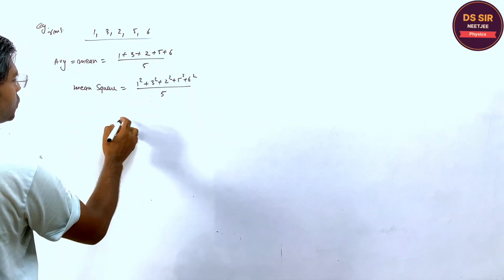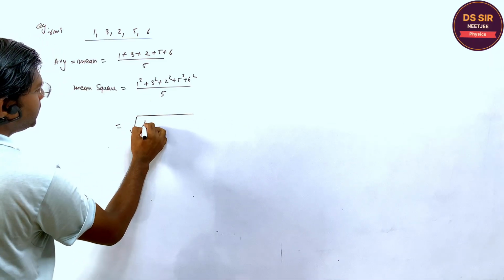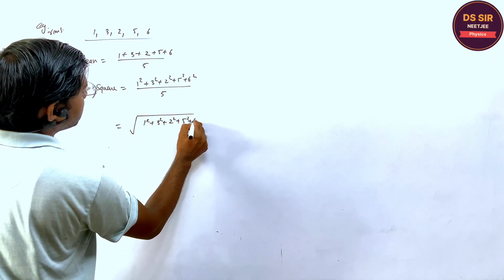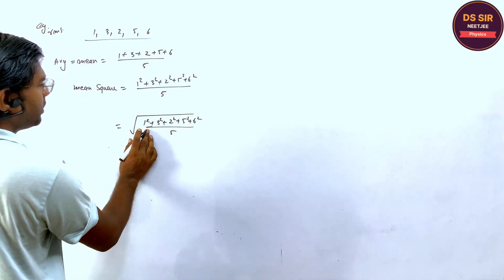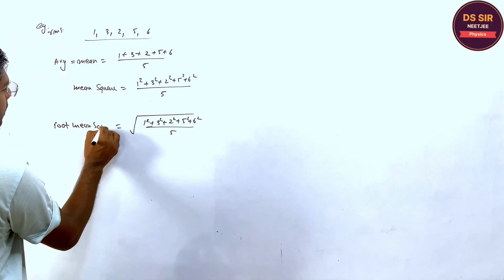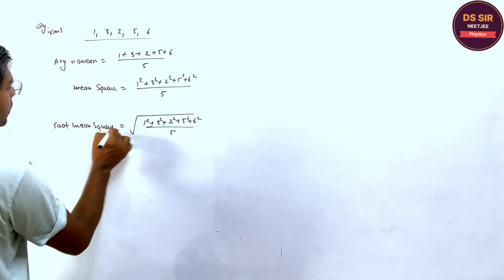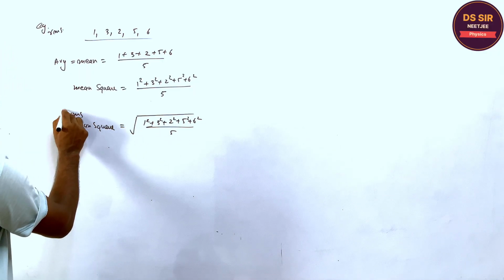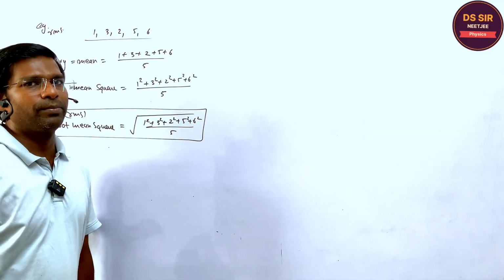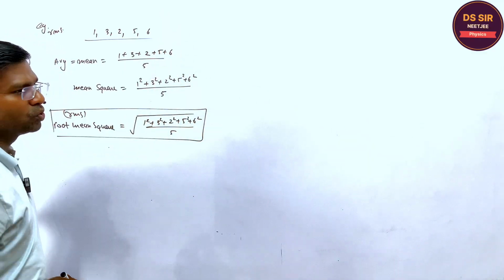And if you take the square root of this quantity, of this calculation, then this is called root mean square. So in this way you can find the RMS value of these numbers. These numbers are discrete numbers, that is why we are using this.